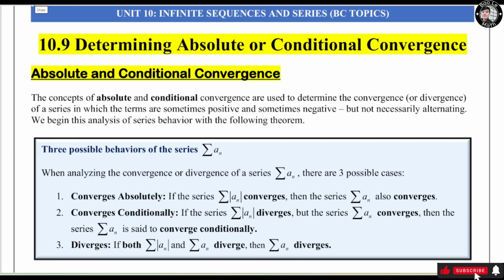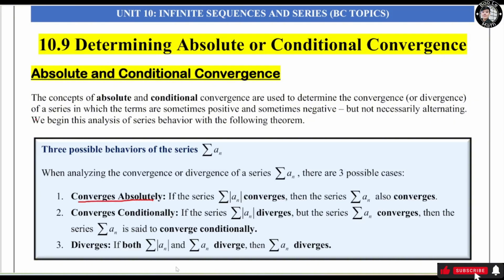Hello everyone, in this video we're going to explore topic 10.9, determining absolute or conditional convergence. When analyzing the convergence or divergence of a series a sub n, there are three possible cases. Case number 1, the series converges absolutely.